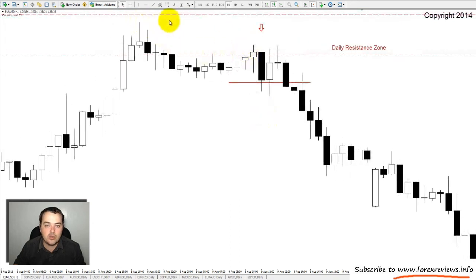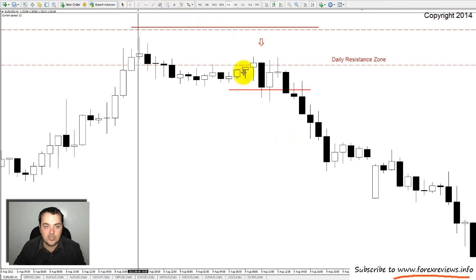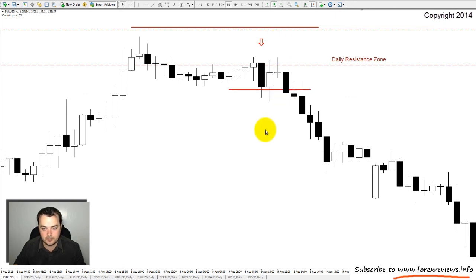Your stop loss would go above the previous signal, and also a little bit above, just to give it a little bit of room, which is, in this case, just over basically 31 pips.